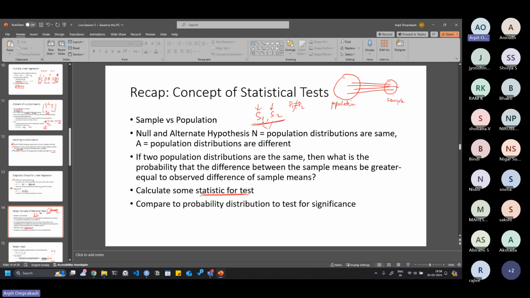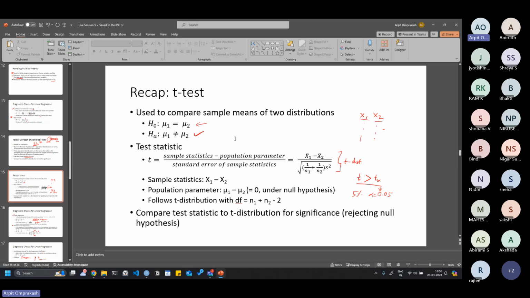So this is basically a recap of statistical tests and the t-test. We use the t-test to compare sample means of two distributions. The null hypothesis is that the means are the same. The alternate hypothesis is that the means are different. The test statistic is called the t statistic. It is the sample statistic minus the population parameter, divided by the standard error of the sample statistic, given by this formula. It follows the t distribution with degrees of freedom n1 plus n2 minus 2, where n1 and n2 are the number of data points in both our samples.